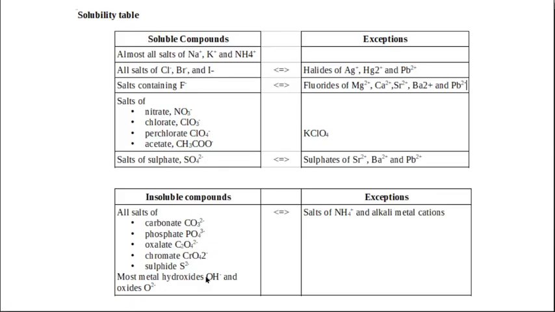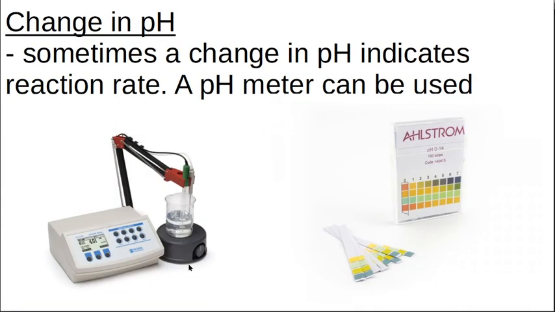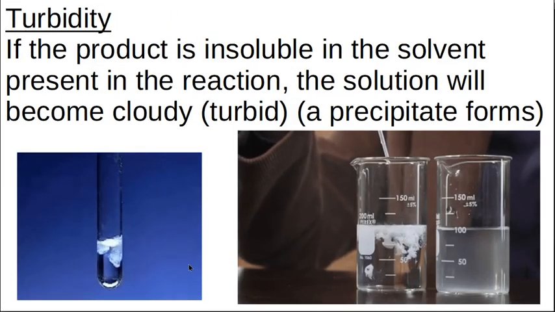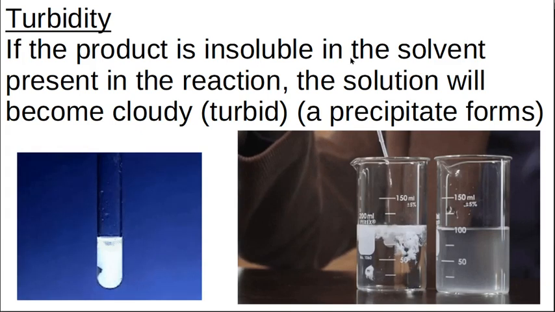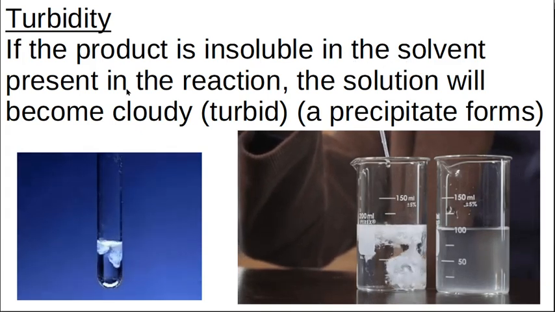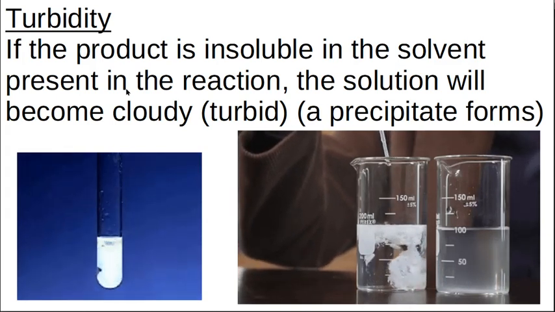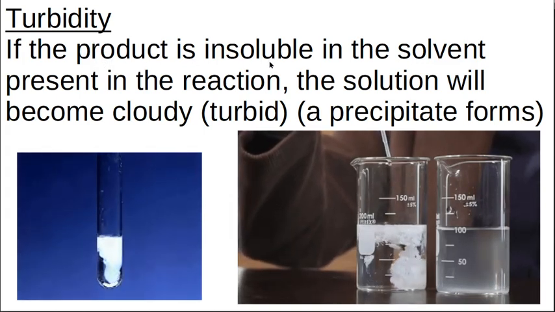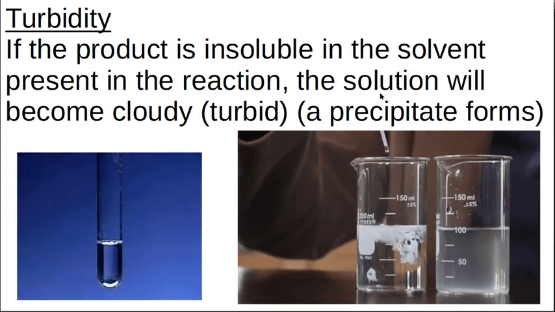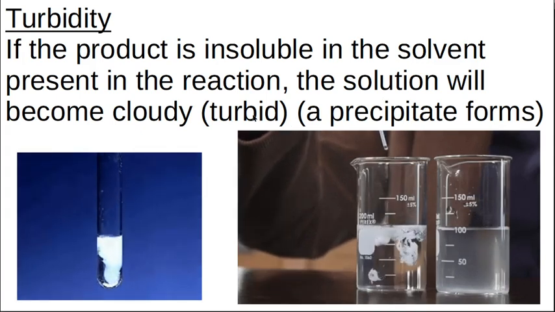The last one, yes, I think it's the last one, is turbidity. Okay, sorry, I left you on that other slide for too long, but this slide is very slow because of the animation. So when you form a precipitate, if the product is insoluble in the solvent that is present in the reaction, so obviously now you can have like ethanol, alcohol as a solvent instead of water, so that's why this is being imprecise. So if the product of the reaction cannot dissolve in the solvent, then the solution is going to become cloudy, which we also call turbidity, and this is due to the formation of a precipitate.